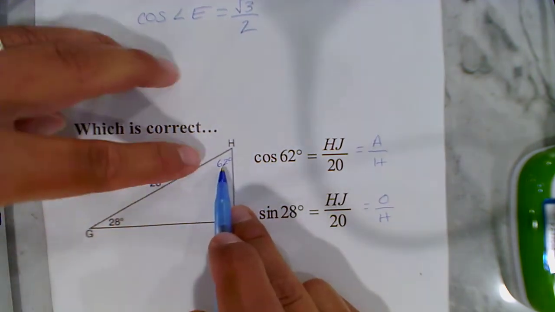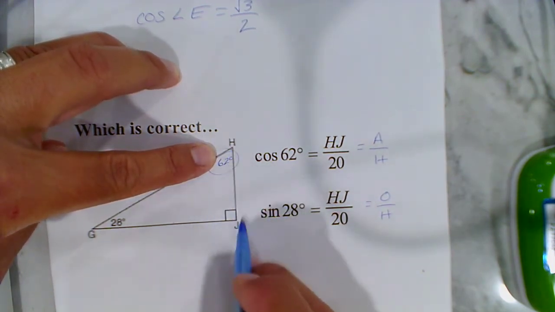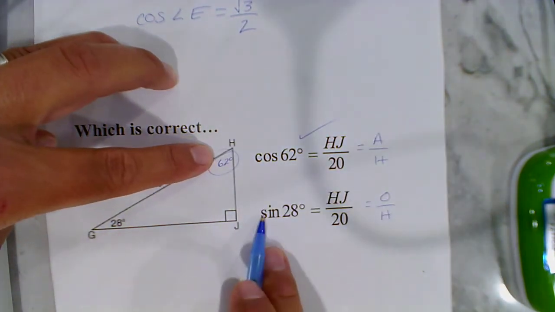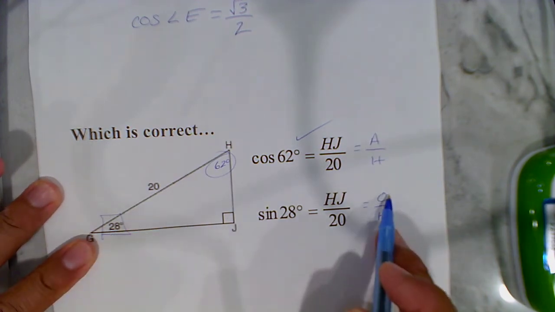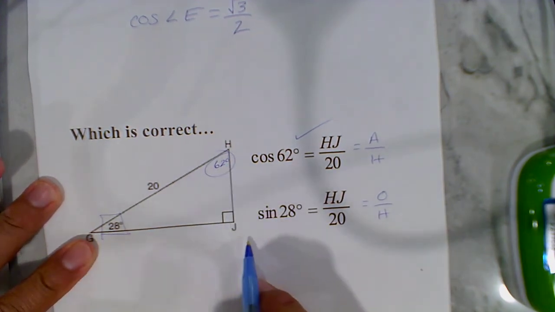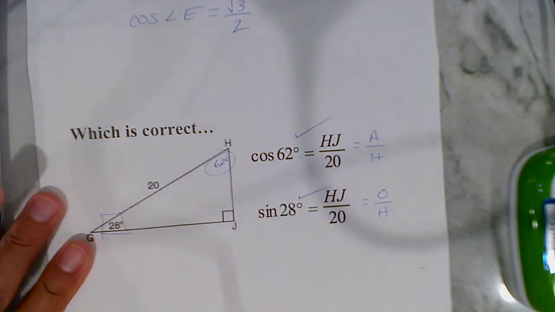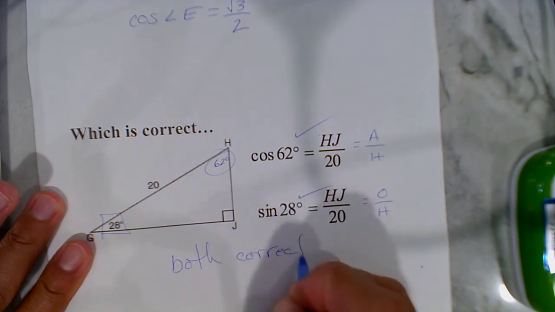So cosine of 62 means you're looking at this guy, adjacent HJ over hypotenuse. So that's right. Sine of 28. So now I guess we're dealing with this guy. Sine is opposite over hypotenuse. Opposite is HJ again. So this guy's right too. So really they're both correct, which you can check by your basic SOHCAHTOA.